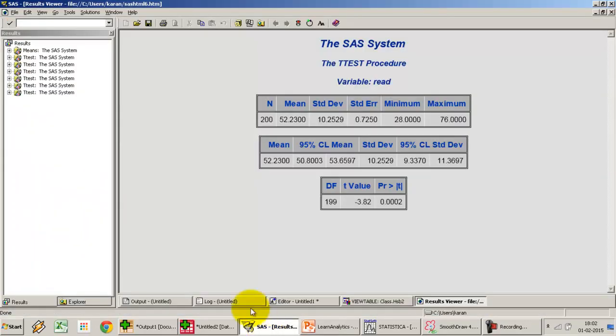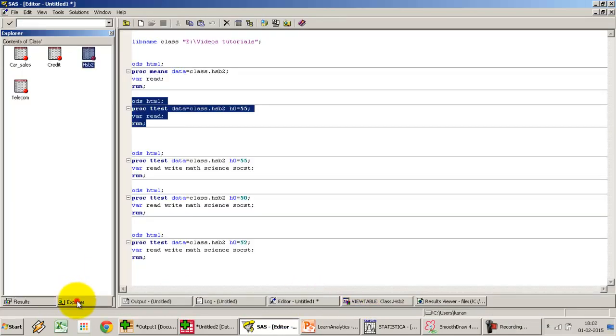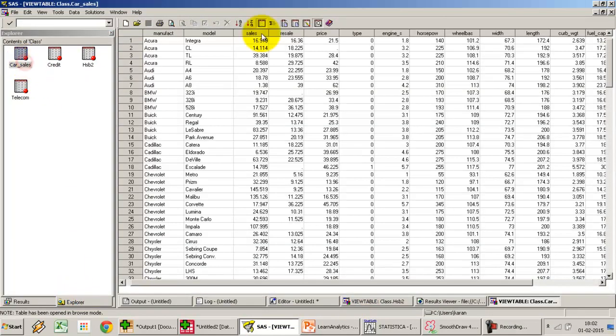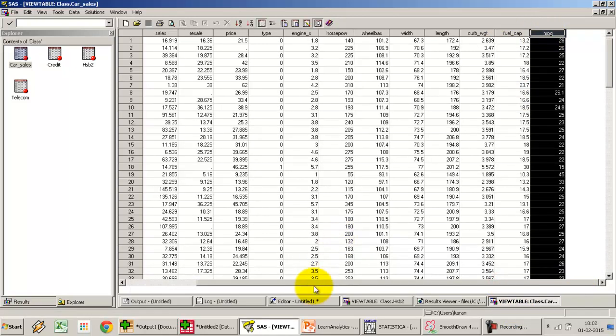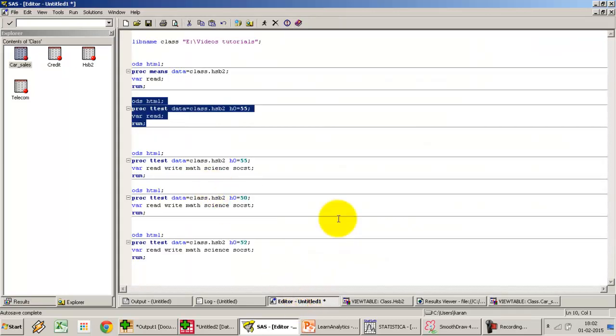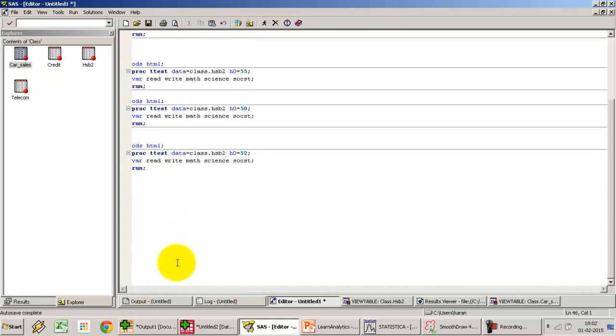So I've got the data set in SAS. This is the car sales data. And we have the miles per gallon variable over here. And we're going to test whether the average is 30 or not. The procedure is similar. So it's going to be the same proc t-test again. Instead of looking at the t-value, I will look at the p-value now.